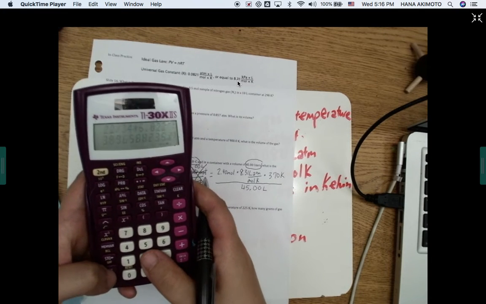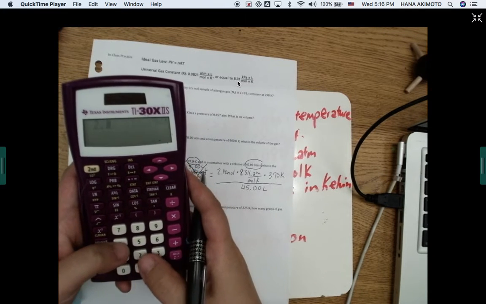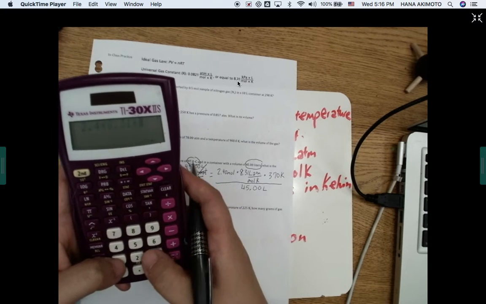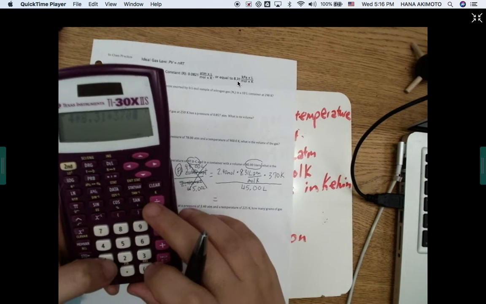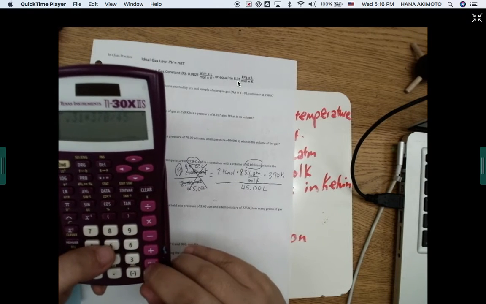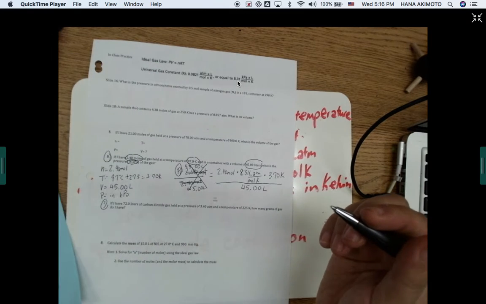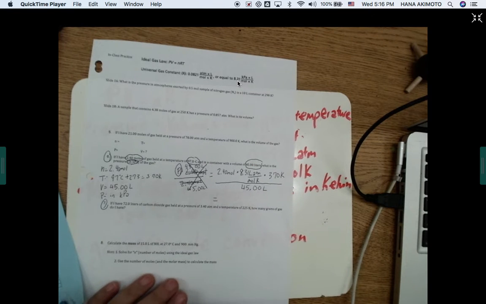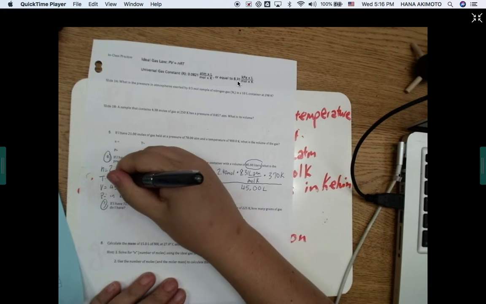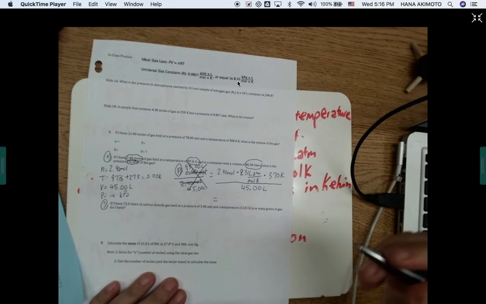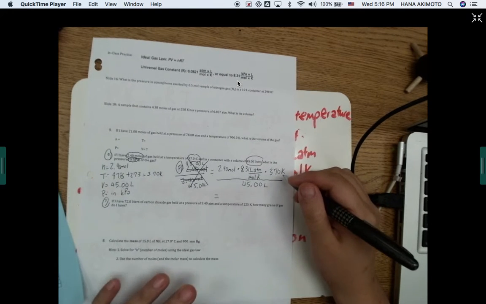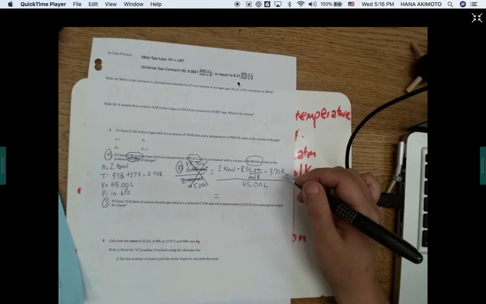So I'm just going to multiply 2.4 times 8.31 times 370. I'm going to divide by 45. And just to review my significant figures, I know that 370 is technically two significant figures, so that would be wrong.